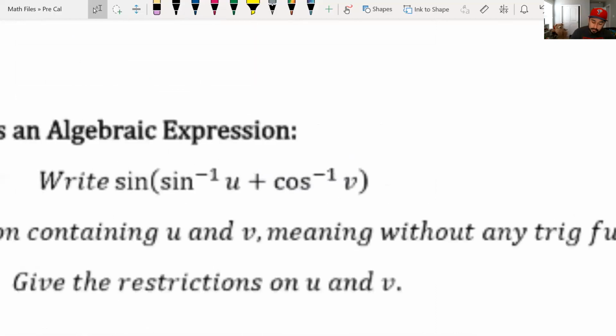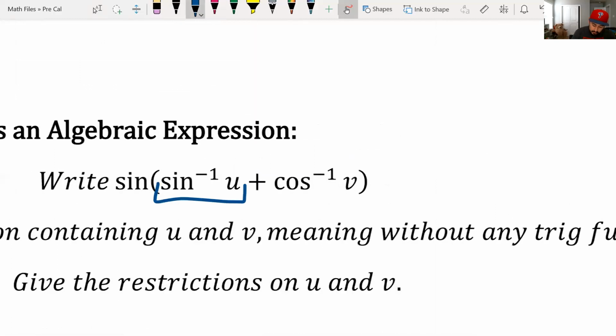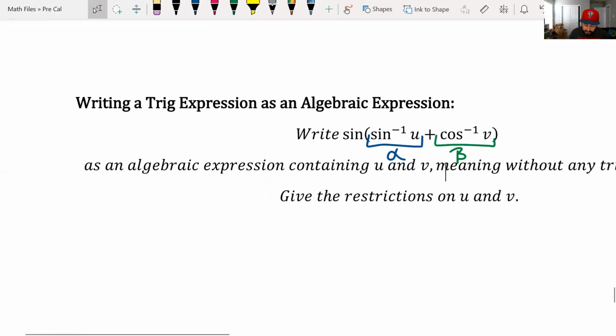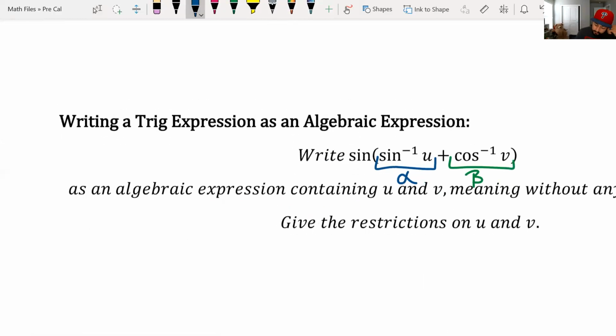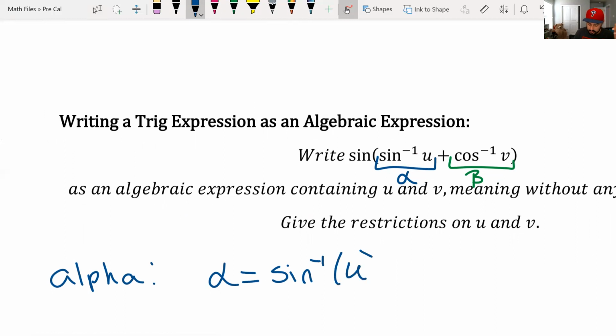And with that being said, make our appropriate substitutions. Inverse sine will be alpha. Inverse cosine will be beta. So let's bring that information down here. We'll first start with alpha. So we start with alpha equals the inverse sine of U.